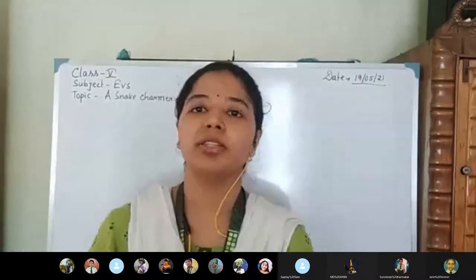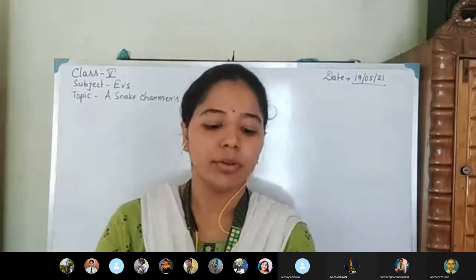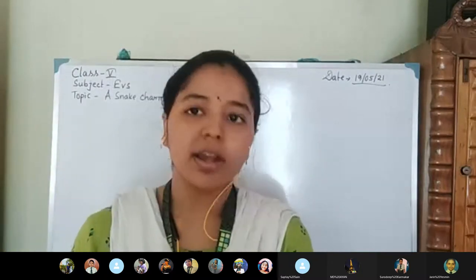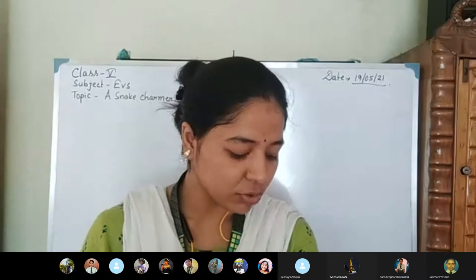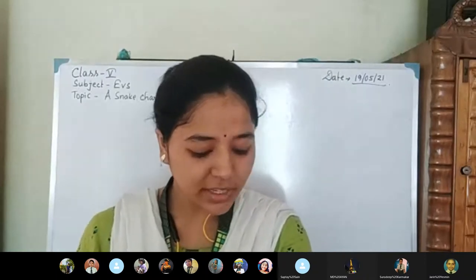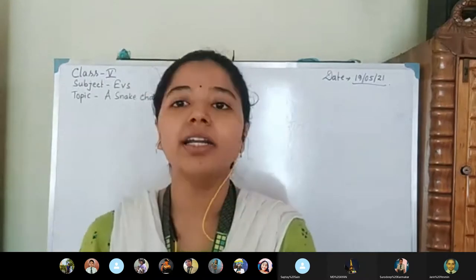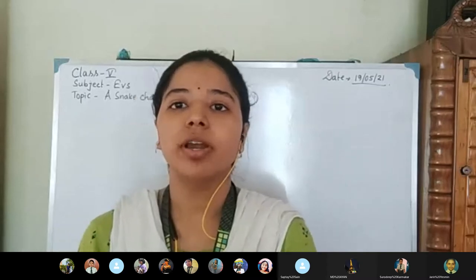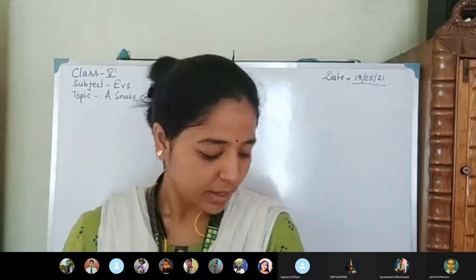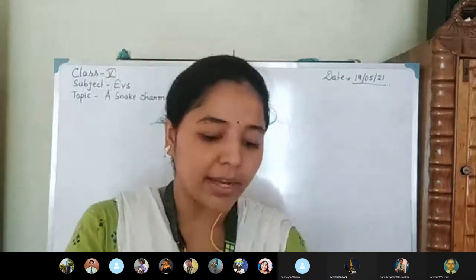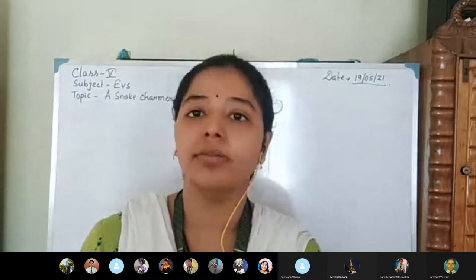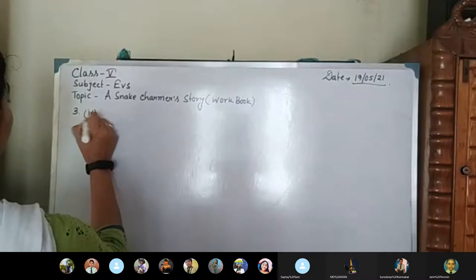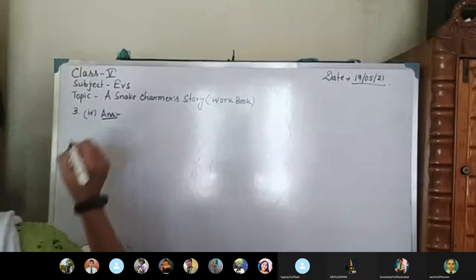Today I'm going to discuss the remaining question answers of the snake charmer story from your workbook. We have discussed up to question number 3, then comes page number 6, and we will start from question number 4. Why are snakes called farmer's friend? Everyone should follow me. I will write those answers on the board so you can copy it in your full EVS copy. Note down, all of you.